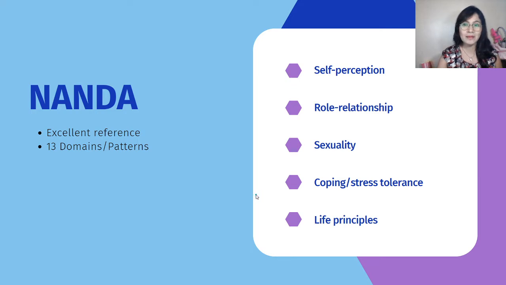Next is coping or stress tolerance. This is actually contending with life events and life processes. And then we also have life principles. So you take a look at here: principles underlying conduct, thought, and behavior about any actions, customs, or institutions viewed as being true or having an intrinsic worth.